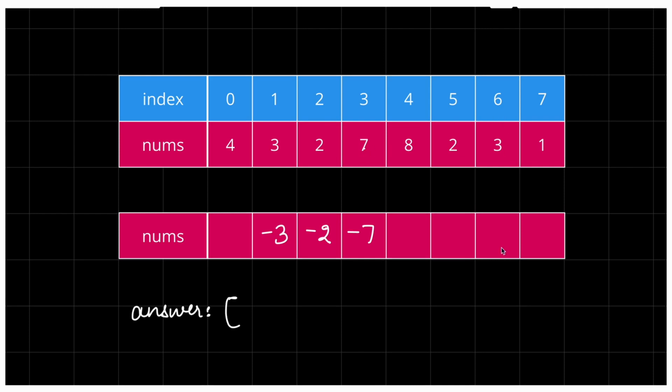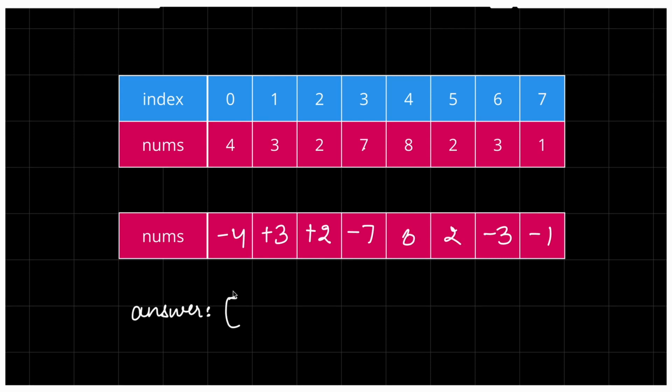7, go to 6, multiply this. Now 8, go to 7, multiply this. Now 2, go to 1, multiply this. Now 3, go to 2, multiply this. Now 1, go to 0 and multiply this. So this is what we got actually, and this 8 and 2 will remain unchanged.